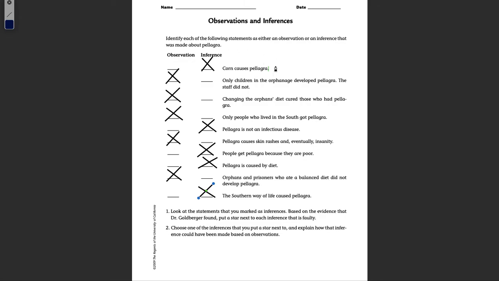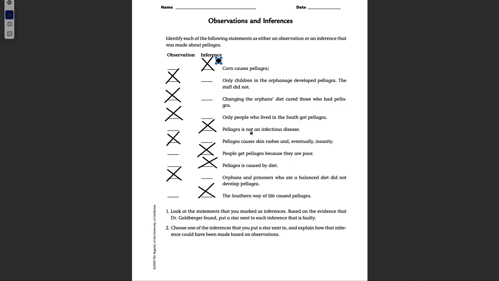So first one, corn causes pellagra. Was it necessarily that corn caused pellagra? Not entirely. It wasn't just corn, it was the overall lack of nutrition that they had in their diet. So this would be considered faulty. So I'll just put a circle next to it, or a dot.